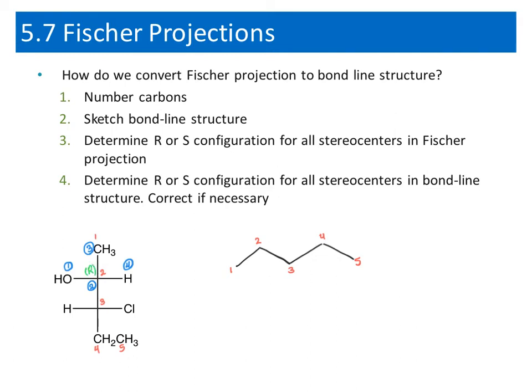For carbon 3, chlorine is number 1. Hydrogen is number 4. Now between the ethyl group and this carbon chain, the chain wins, so this is number 2, and this is number 3. Now let's count 1, 2, 3. So again, I am rotating counterclockwise. This should be S. However, the lowest priority is pointing towards me. I need to flip the configuration. This one is R.